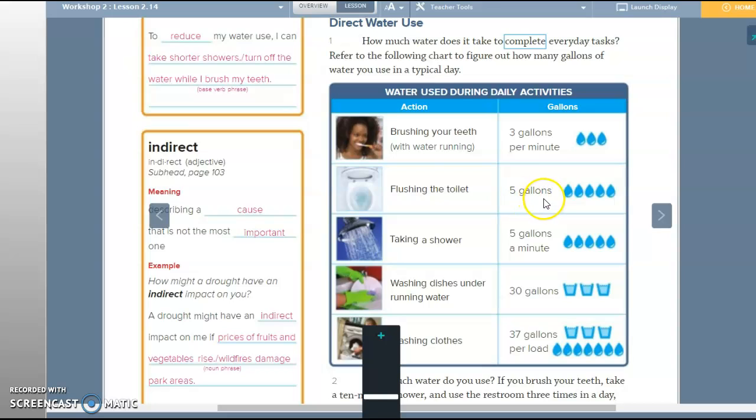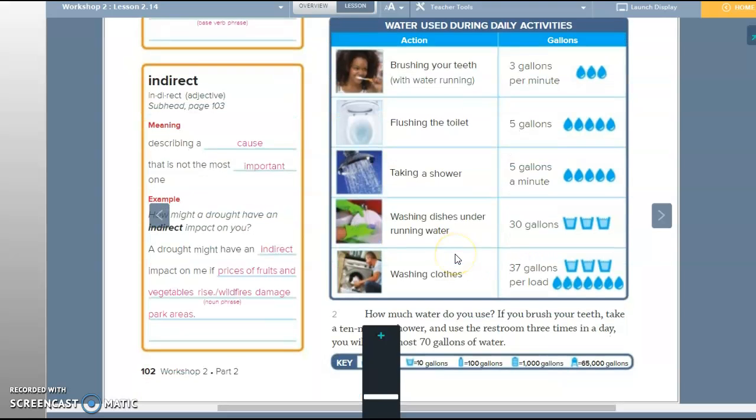Anyway, so 5 gallons to flush the toilet. Okay, that seems like a lot too. Maybe I'm wrong. Taking a shower, 5 gallons a minute. Okay, washing dishes under running water. I'll be honest, I'm guilty of this. I like to turn it on hot when I'm rinsing my dishes, and then I put them in the dishwasher. I just let it run. Okay, and sometimes it takes me 15 minutes or so.